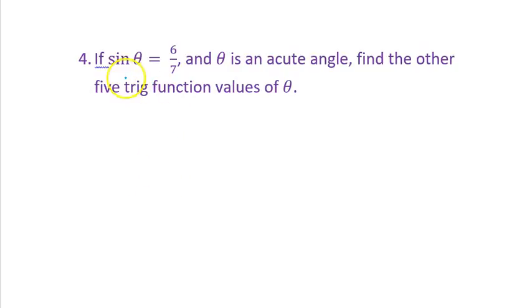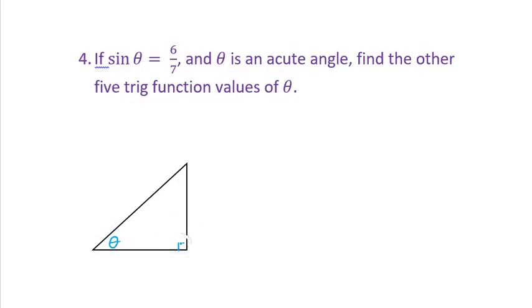Okay, for our last example, we're going to have a situation where some information is missing. If sine of theta is 6 over 7 and theta is an acute angle, find the other 5 trig values of theta. So we don't know everything in this triangle. Let me get a triangle here because we're going to need to draw one. Okay, so I've got a triangle here. I am using theta as an acute angle, so I can pick either the top or the bottom. I'll just pick the bottom.